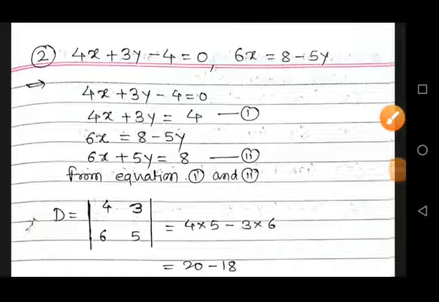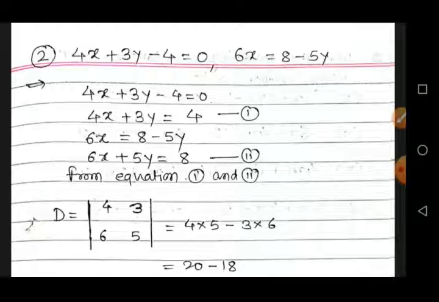Here is the second example. 4x plus 3y minus 4 is equal to 0. Second equation, 6x is equal to 8 minus 5y. In these two equations, the terms are not arranged in order. For solving the equations by Cramer's rule, we have decided that we have to write down the equations in the format of ax plus by equal to c. That means first of all write down the variable term x, then variable term y second, then equal sign, and then write down the constant.